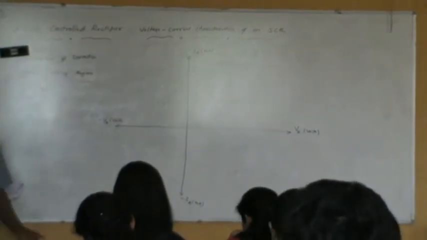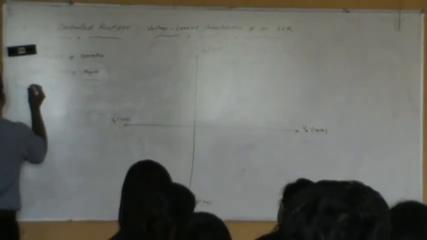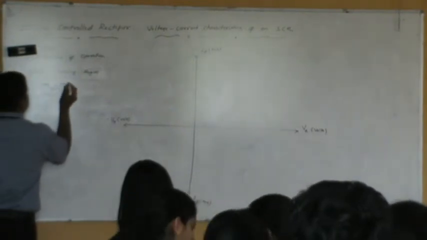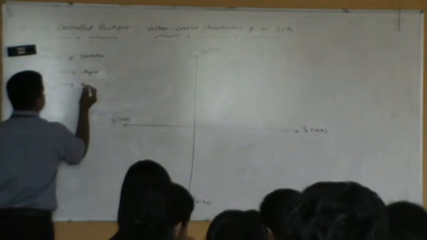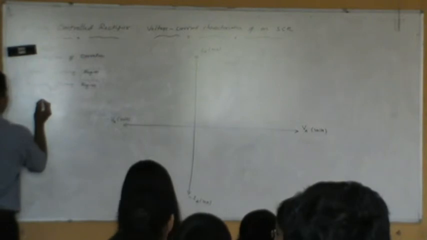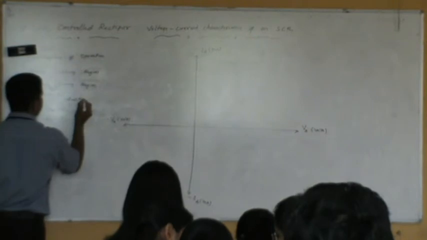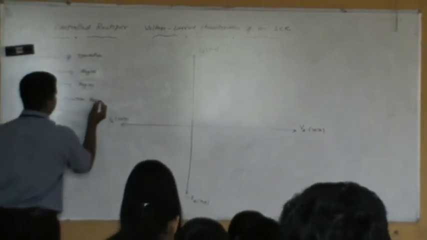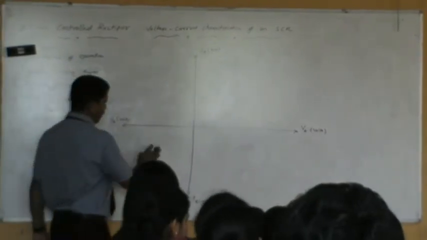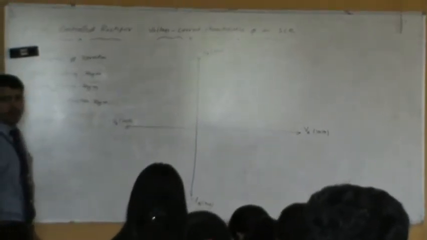One is the reverse blocking region, and the second one is going to be the forward blocking region, and the third one is going to be the forward conduction region. So totally there are three regions. If you look at this particular region, the reverse blocking region, let me explain what this reverse blocking region is.